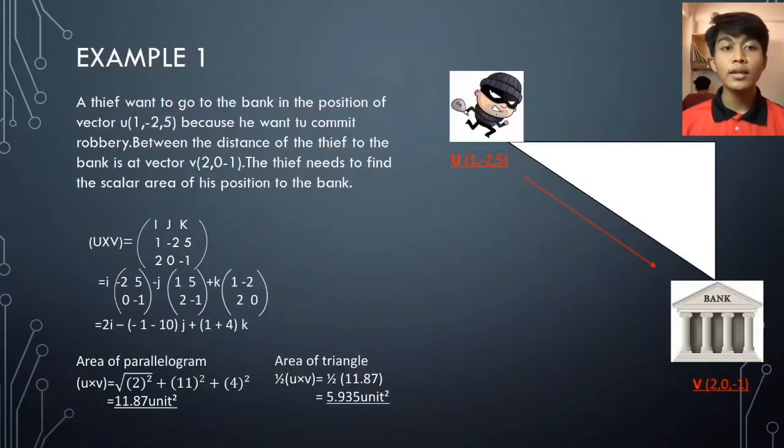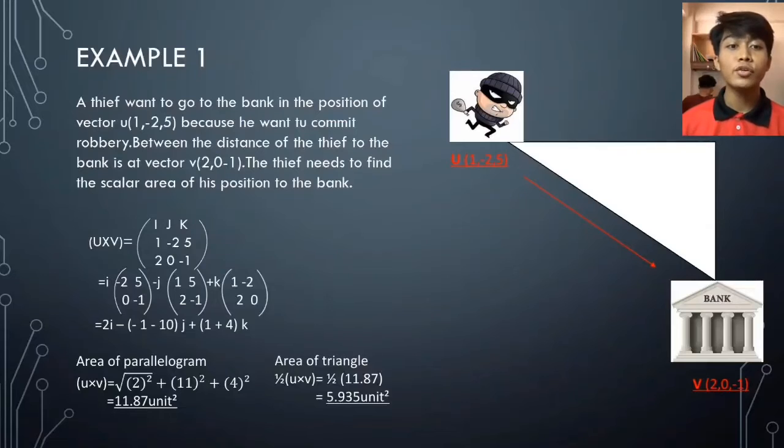Today I would like to solve example 1. So example 1 is a thief who wants to go to the bank, in the position of vector u (1, -2, 5), because he wants to commit robbery. The distance of the thief to the bank is at vector v (2, 0, -1). The thief needs to find the scalar area of his position to the bank.